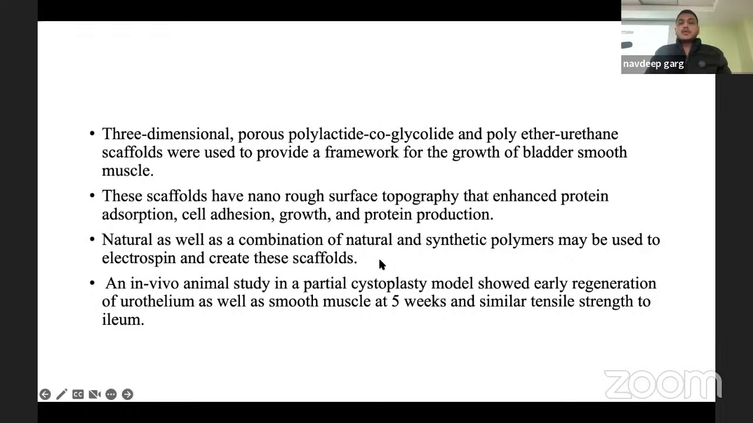Three-dimensional porous polylactide glycolide and polyetherurethane scaffolds have been used as a framework for the growth of the bladder mucosa and smooth muscle. These scaffolds have a nano-rough surface topography, which enhances the protein absorption, cell adhesion, growth, and protein production. It is natural as well as a combination of natural and synthetic polymers which create these scaffolds. An in vivo animal study in a partial cystoplasty model showed early regeneration of the urothelium as well as the smooth muscle at 5 weeks and similar tensile strength to the ileum.